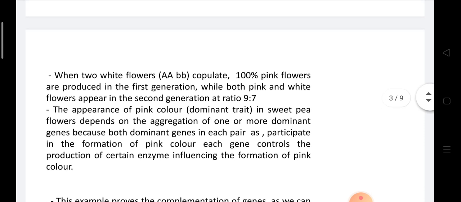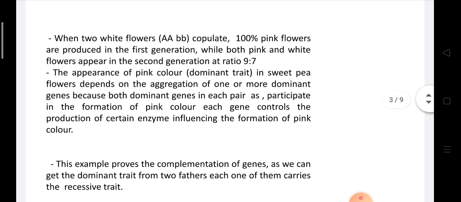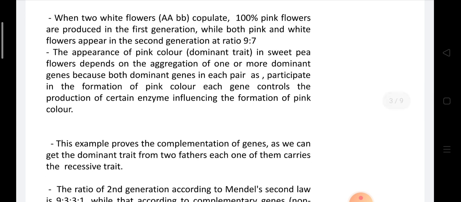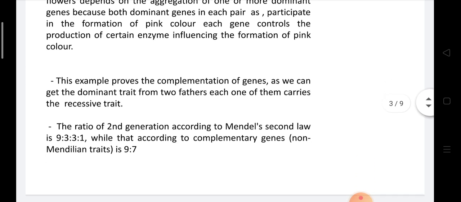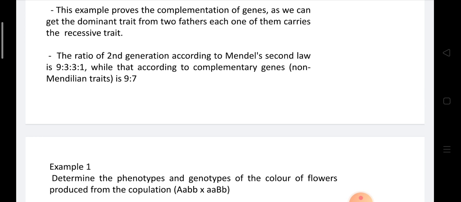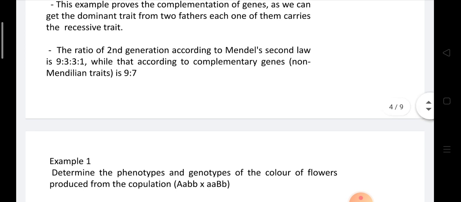In this type of complementary genes, pink color appears in 100% in the first generation, while in the second generation the two phenotypes appear, pink and white, with ratio 9:7. So the first generation, according to Mendel's first law, appears in 100%, and according to Mendel's second law, it appears in the second generation with 9:7.